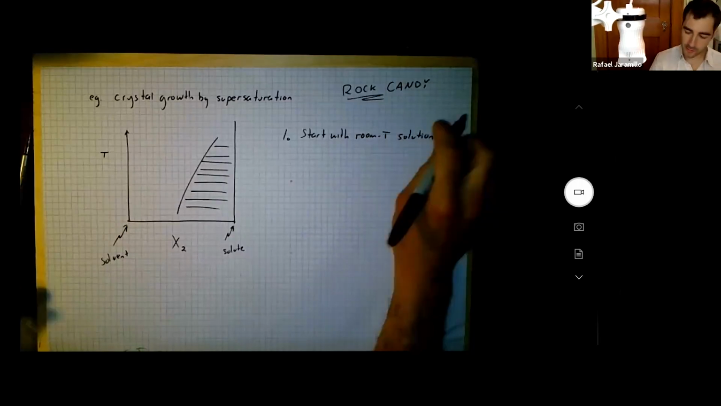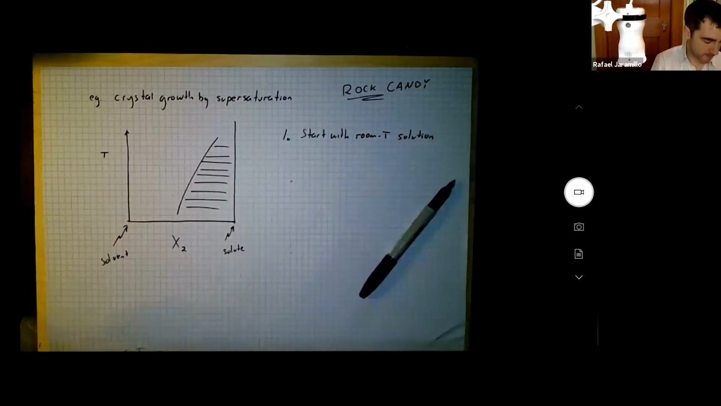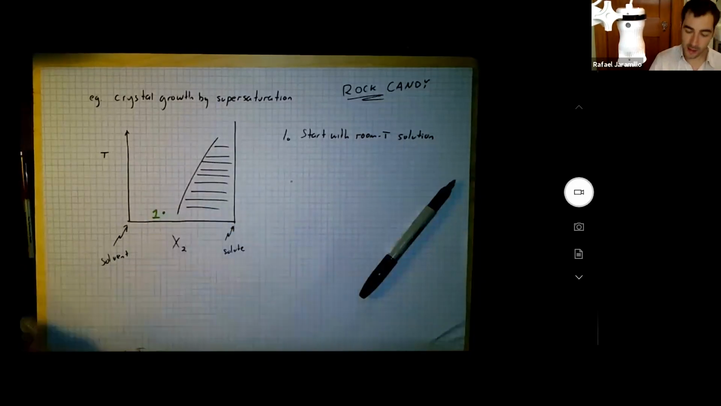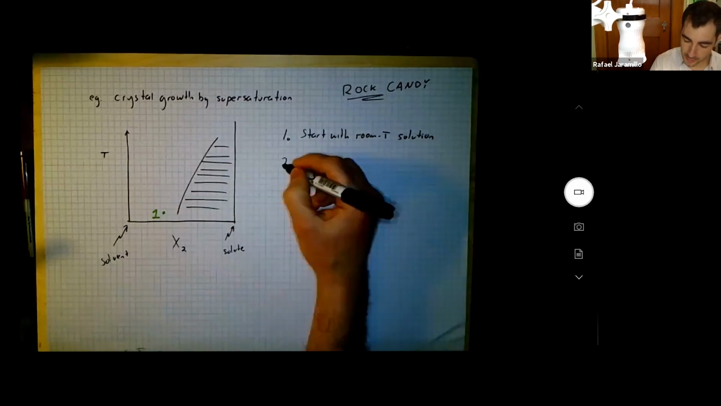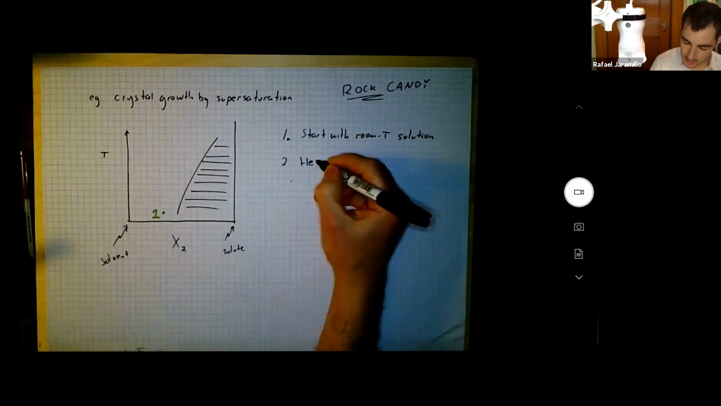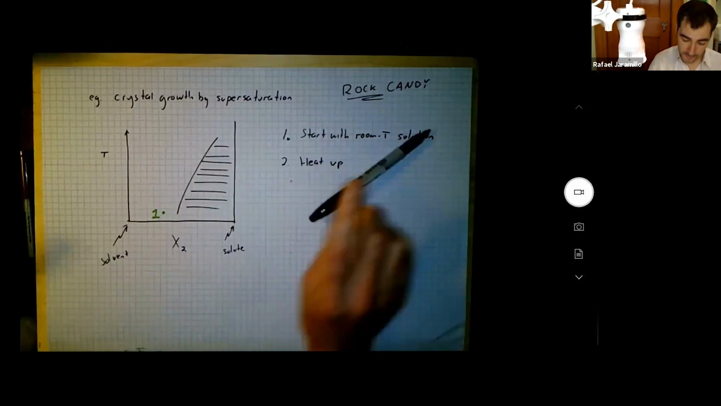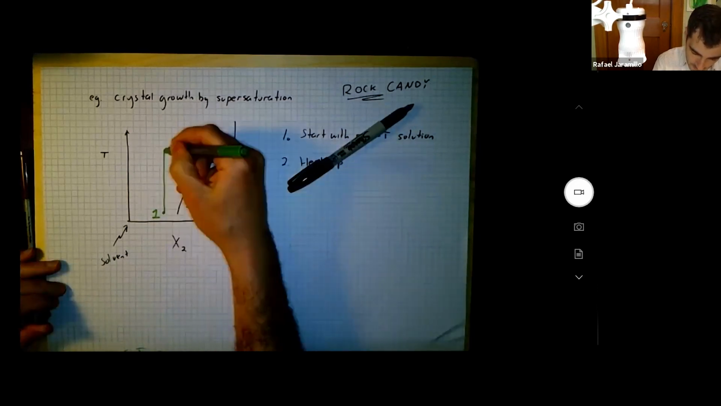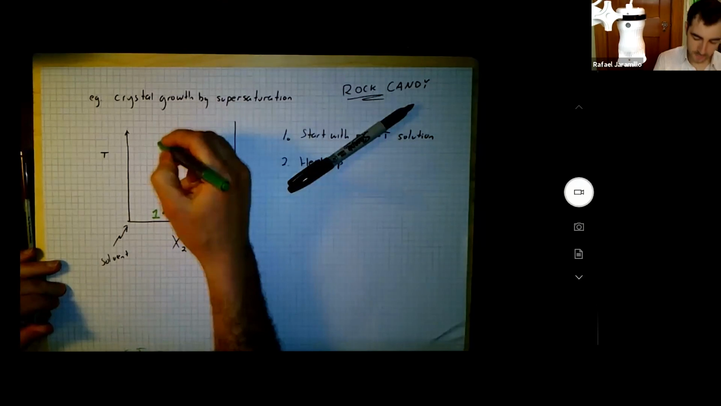So let's start with a room temperature solution. Let's start here. 1. Okay, we're going to start there. And then what we're going to do is heat up. We normally do this on the stove. 2. So now we heat it up.